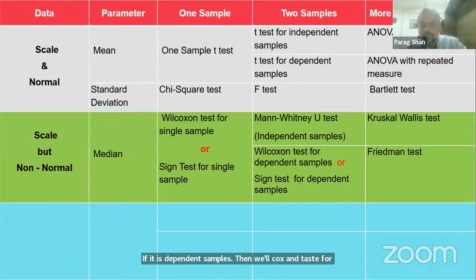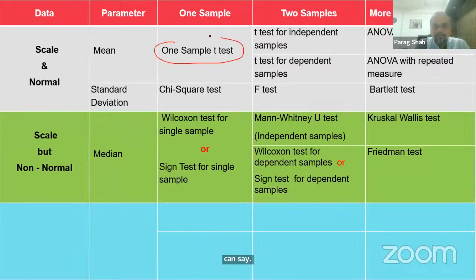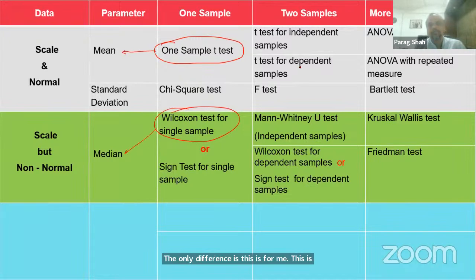In other words, you can say one sample t-test is the same as Wilcoxon test, but the only difference is this is for mean, this is for median. Same way, t-test for independent samples is for mean, Mann-Whitney U test is for median.